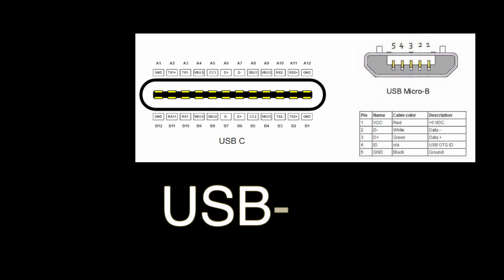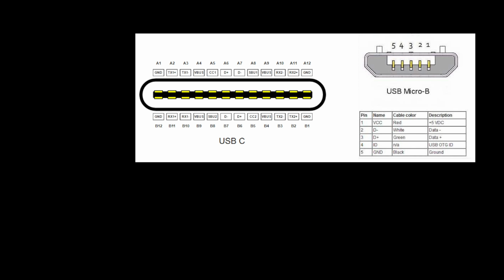USB-C is a 24-pin USB connector system with a rotationally symmetrical connector. The designation C refers only to the connector's physical configuration, or form factor, and should not be confused with the connector's specific capabilities, which are designated by its transfer specification.